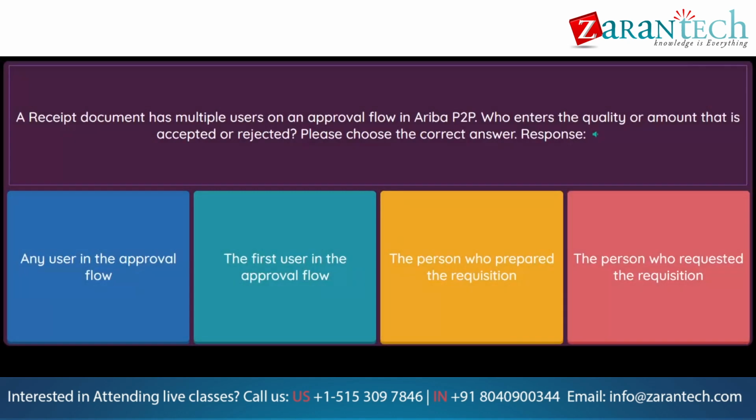Question: a receipt document has multiple users on an approval flow in Ariba P2P. Who enters the quality or amount that is accepted or rejected? Please choose the correct answer. Response: Option 1 Any user in the approval flow. Option 2 The first user in the approval flow. Option 3 The person who prepared the requisition. Option 4 The person who requested the requisition.